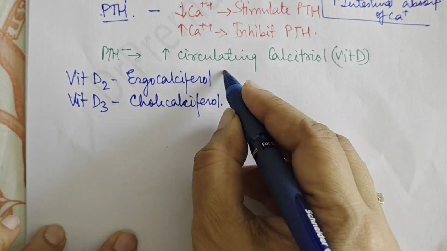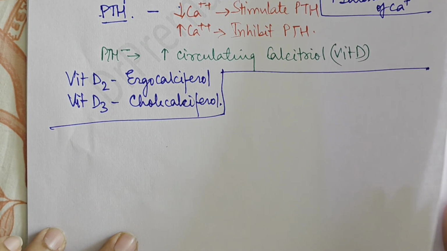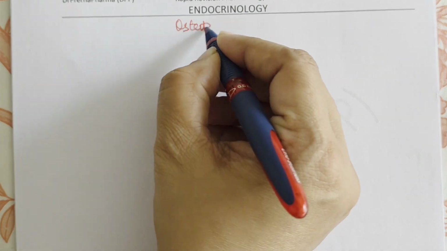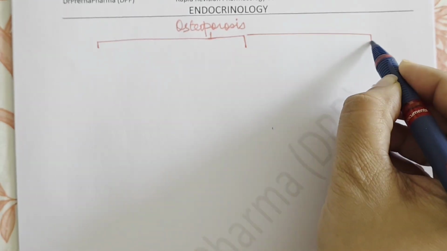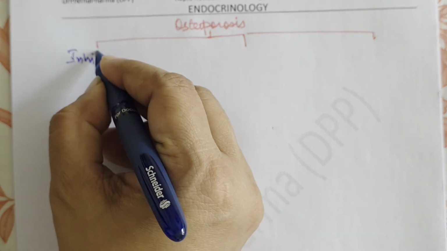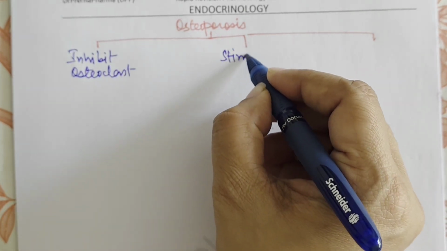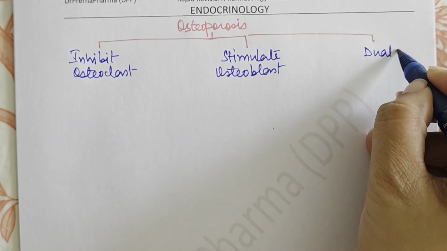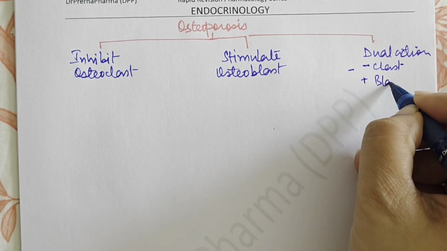Now a very important part, because it will take a new page, so I'll better take a new page and change the pen also. So now let's see osteoporosis. In the treatment of osteoporosis, what are the different modalities? There are drugs which inhibit osteoclast, there are drugs which will stimulate osteoblast, and there are drugs which will have a dual action. That means they inhibit the clast and increase the action of blast.